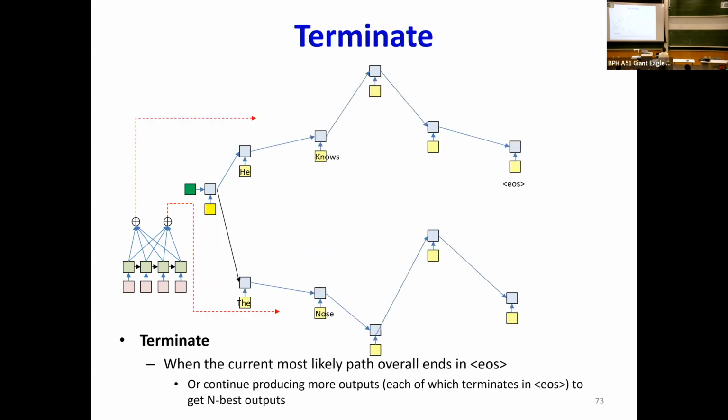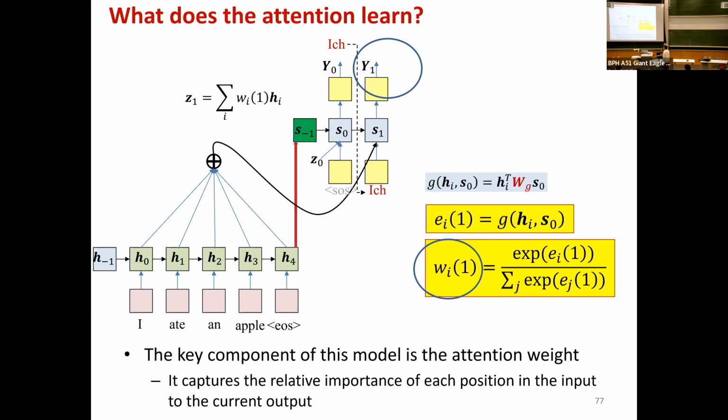Anyway, so what does this attention weight itself learn? At each point, you're computing some weighted combination of the input hidden states, right? So those weights, we said, must somehow learn to focus on the appropriate portion of the input. What do they actually end up learning?